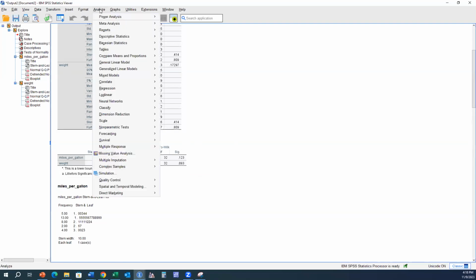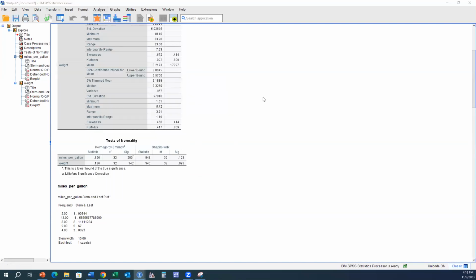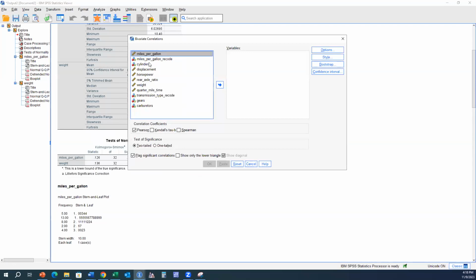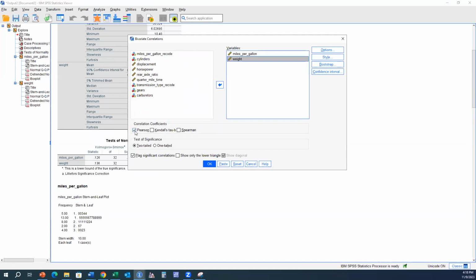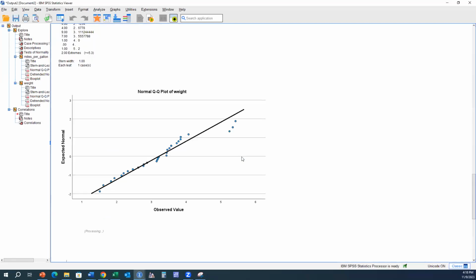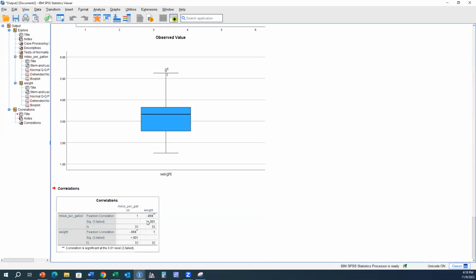All right, so we'll go to Analyze, Correlate, Bivariate. And then we'll put in mileage, this, and we'll put in weight. Make sure that Pearson is checkmarked right here. Should be by default. Then click OK. And this is the finding of our Pearson correlation.